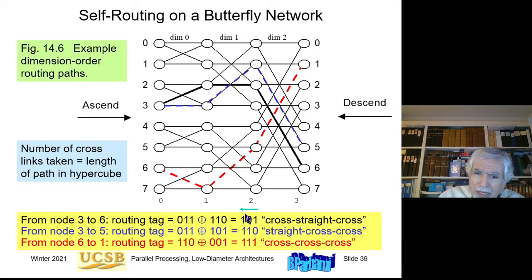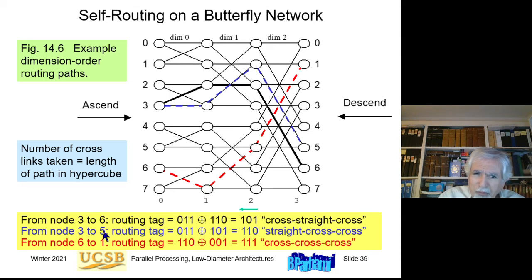Therefore, going backwards, we do need a dimension 0 routing step, no dimension 1 routing step, and we do need a dimension 2 routing step. So 3 to 6, and this is the black path that you see here. Dimension 0 routing is required, dimension 1 is not required, dimension 2 is required.